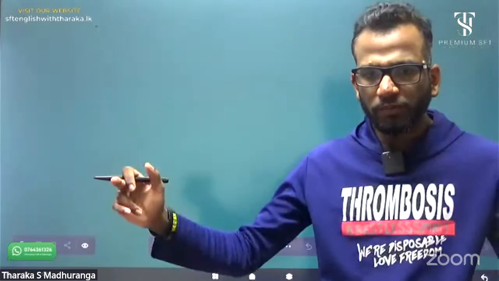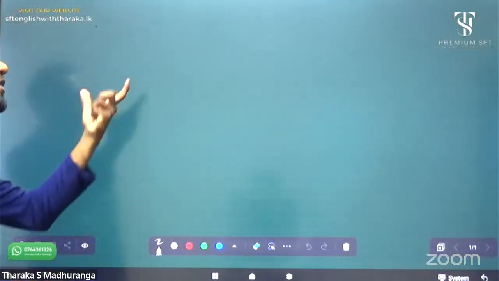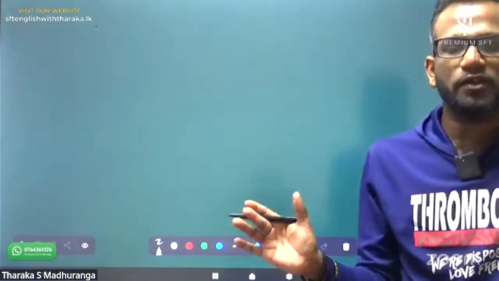In coordinate geometry, we mainly discuss two main types of functions. What are the types? Unit functions and quadratic functions. Last week, we discussed the basic part of unit functions.